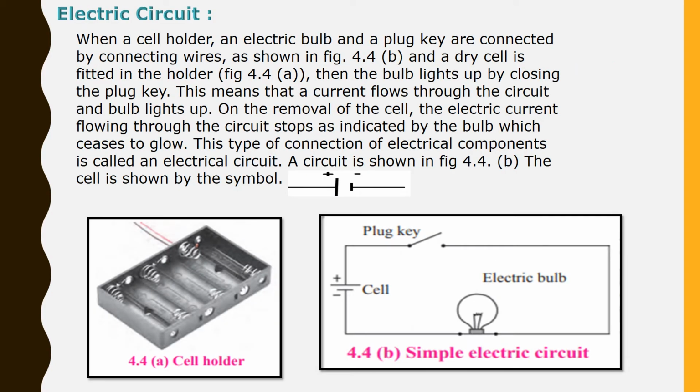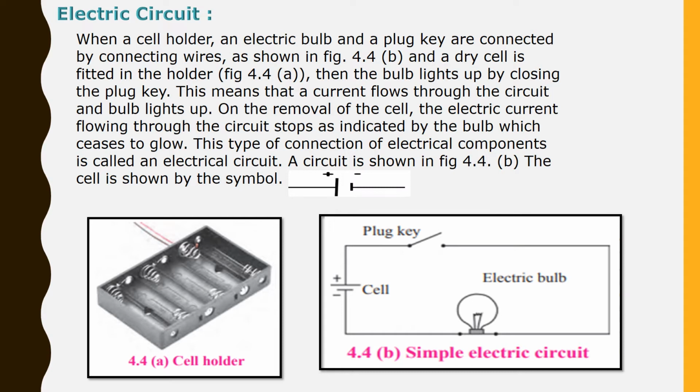Now let us see the next topic, children, that is electric circuit. When a cell holder, an electric bulb and a plug key are connected by connecting wires as shown in figure 4.4b, that is a simple electric circuit shown, children. So you can see in that simple electric circuit there is an electric bulb, there is a plug key and there is a cell holder also, that is the electric cell.